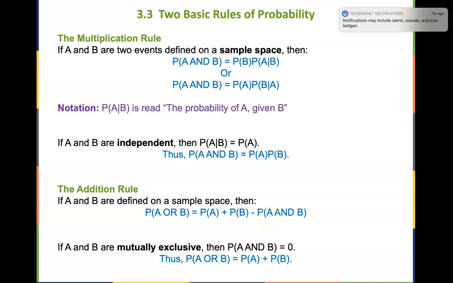If A and B are mutually exclusive, though, that is, they cannot happen at the same time, then there would be no overlap. So the probability of A and B would be equal to 0, and thus the probability of A or B happening is simply the sum of the two individual probabilities.